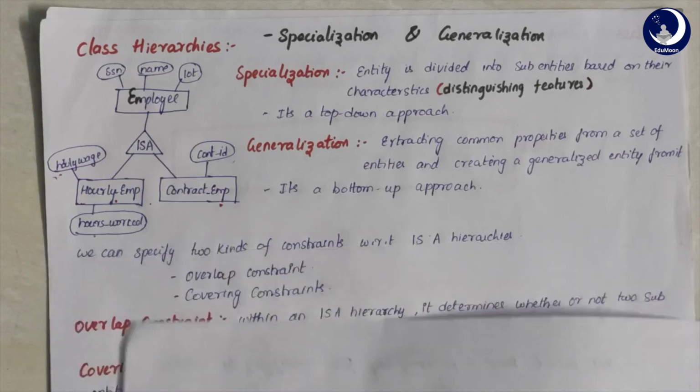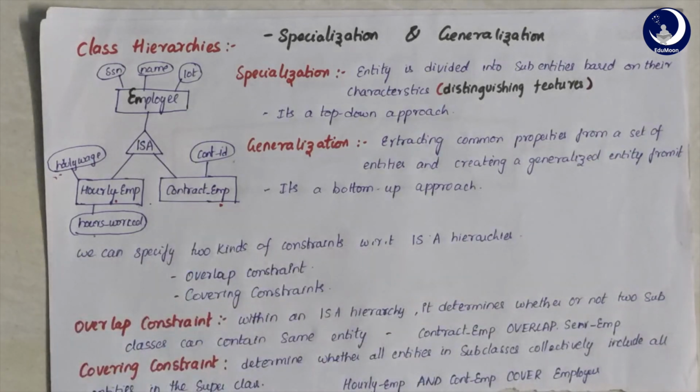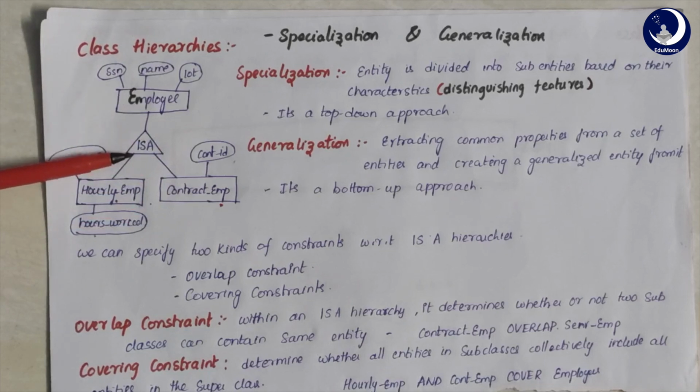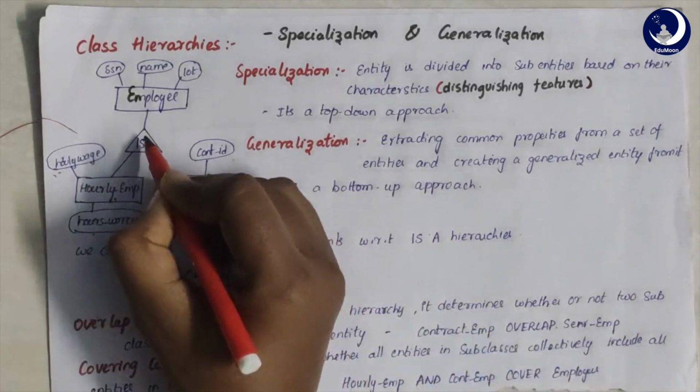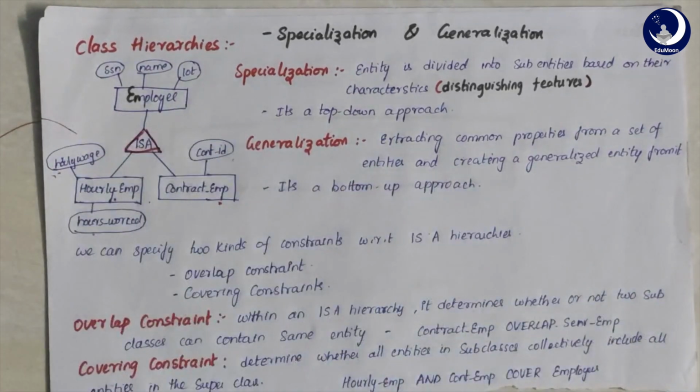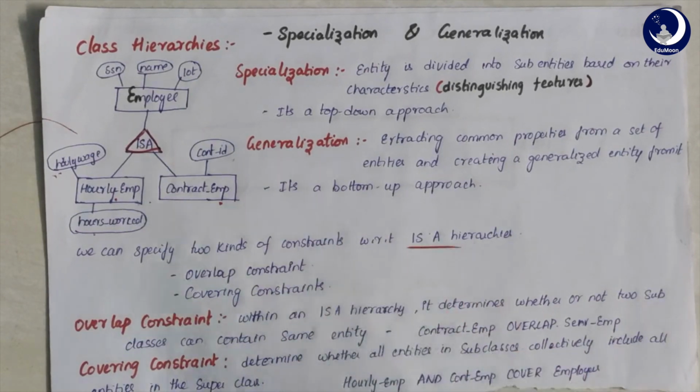Now let's see the constraints that we apply on an ISA hierarchy. And I'm sorry, this entire relationship and the class hierarchy is known as an ISA relationship, and we represent an ISA relationship with the help of a triangle. Now let's see the two kinds of constraints that we have on ISA hierarchies. So the two constraints are the overlapping constraints and the covering constraints.